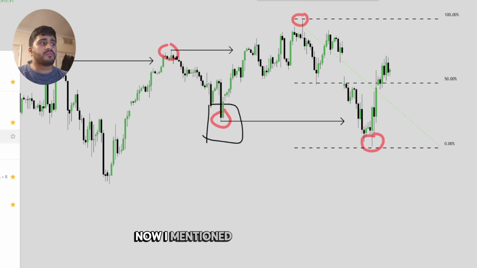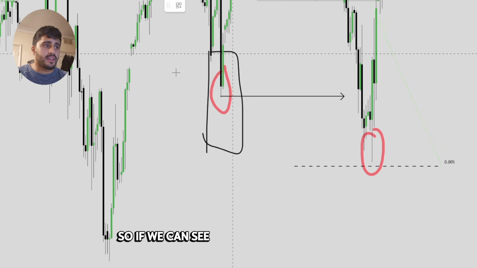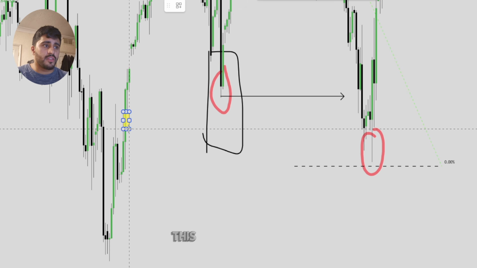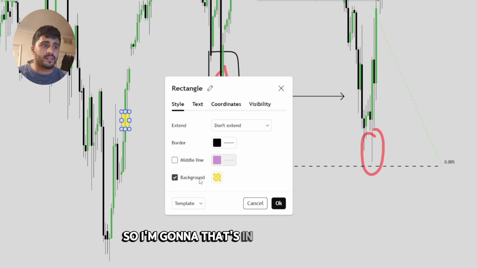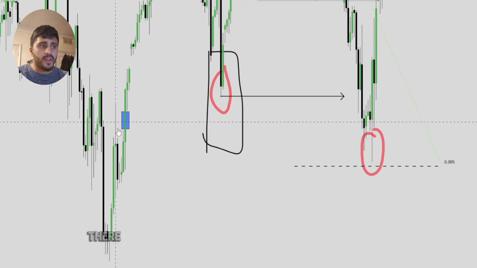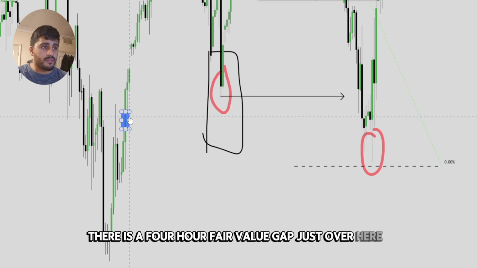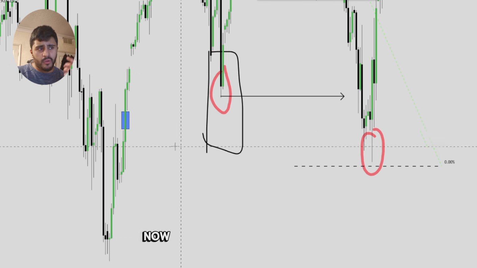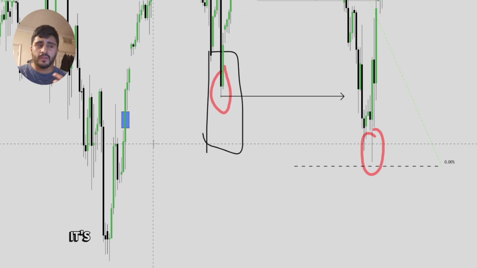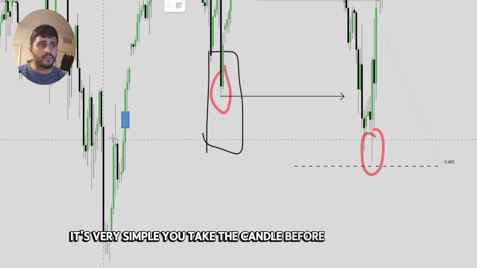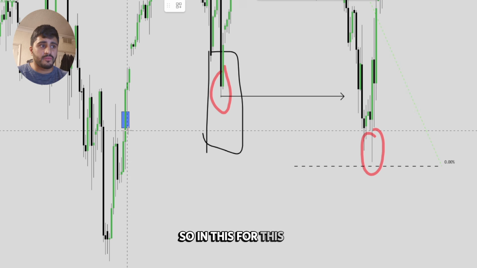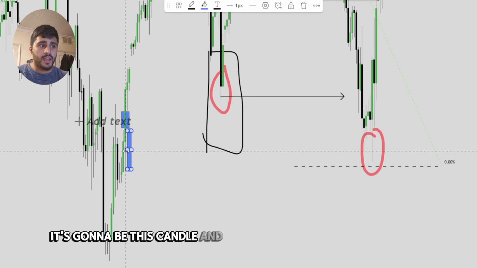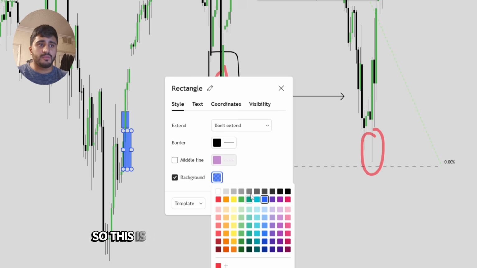Now, I mentioned fair value gaps earlier. So if we can see here on the 4-hour time frame, this was the fair value gap. So that's in blue right there. There is a 4-hour fair value gap just over here, right? So can you all see that? That's a 4-hour fair value gap. Now, in order to find your key levels, it's very simple. You take the candle before the fair value gap. So for me, it's going to be this candle, and we're just going to project that across. So this is my key level.